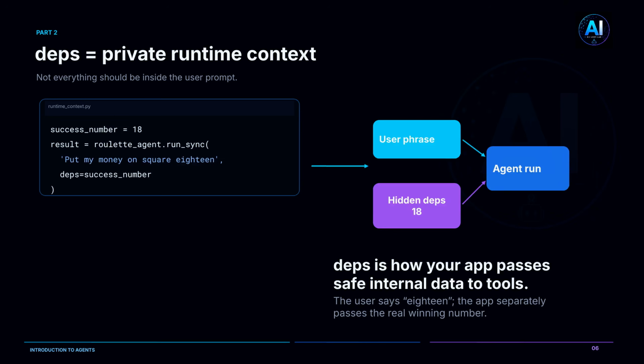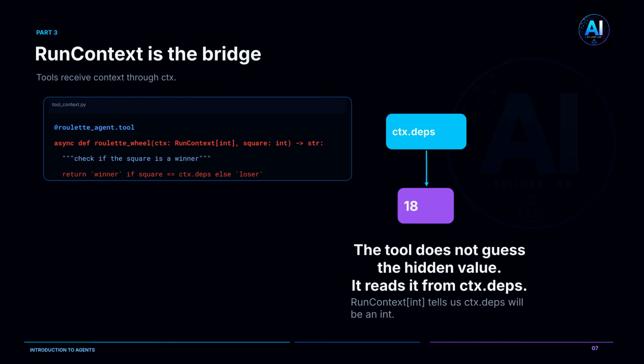That's the contract. Deps is short for dependencies, but the easiest way to think about it is private runtime context. It's data that belongs to your application, not to the user. In this example, the user says a number, but the winning number, that belongs to the app. You don't put it in the user message. You pass it separately, using deps. And that distinction really matters. Real agents often need access to things the user should never see. A user ID, a database connection, a config value, or an internal business rule. Deps is how you pass that information in safely. It keeps private data private. Now let's look at how the tool actually gets that hidden number. This is where RunContext comes in.